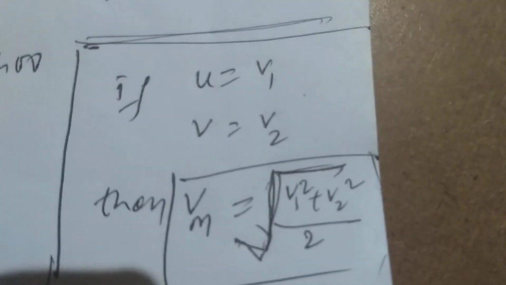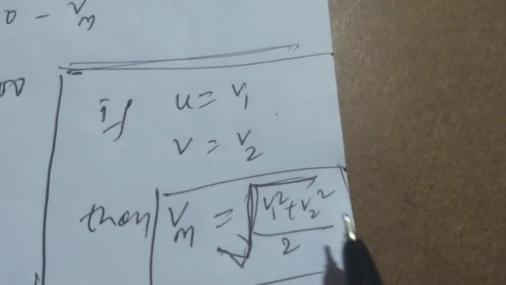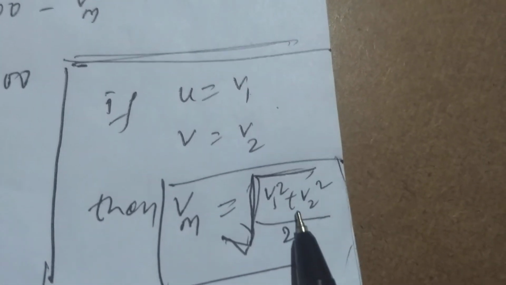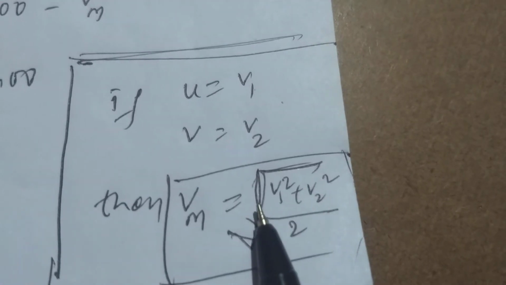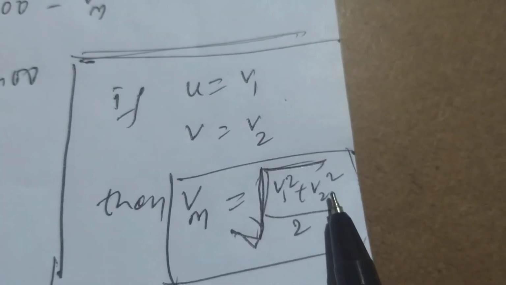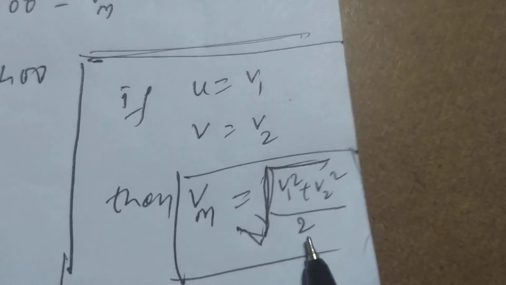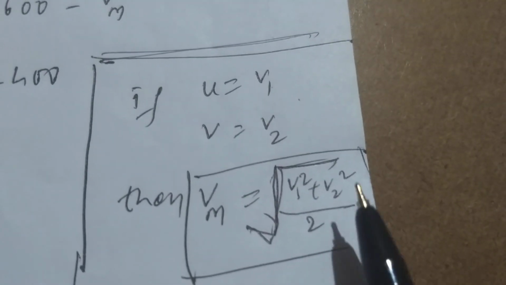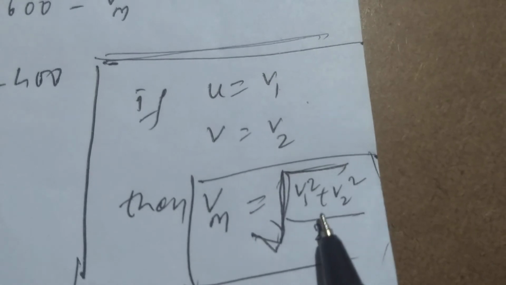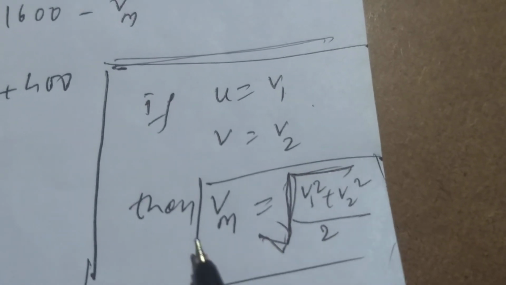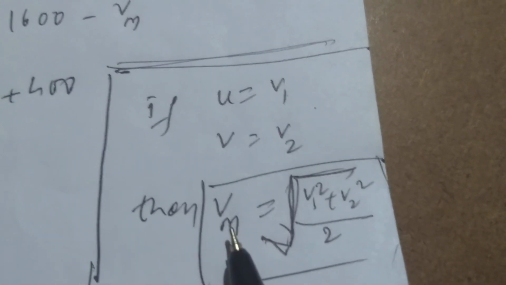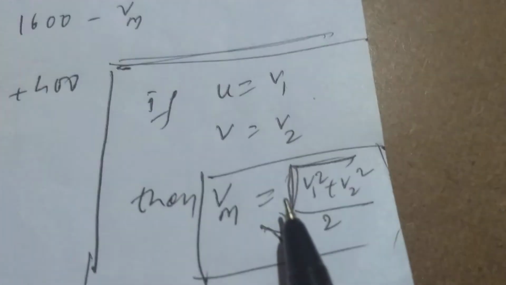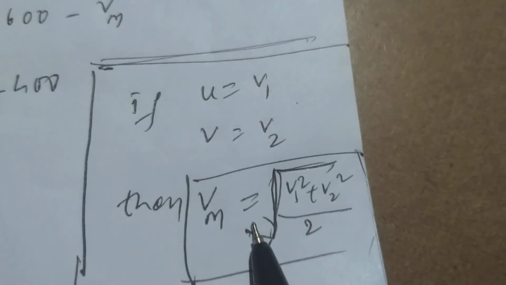So this helps you to calculate directly. If V1 is 20, 20 square plus 40 square is 400 plus 1600, which is 2000, divided by 2. It gives the square root of 1000. So try it. This equation helps you to find the velocity of a particle exactly at the midpoint. So this is a very useful problem.